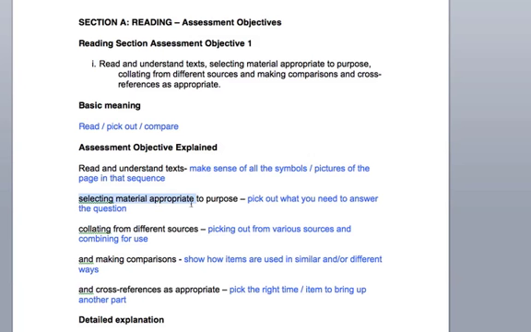Selecting material appropriate to purpose. Basically, this means you pick out what you need to answer the question. And if you look over the examiner's reports time and time again, there always seems to be a question where it says that some students didn't pick up on this properly, some students didn't fully answer this.